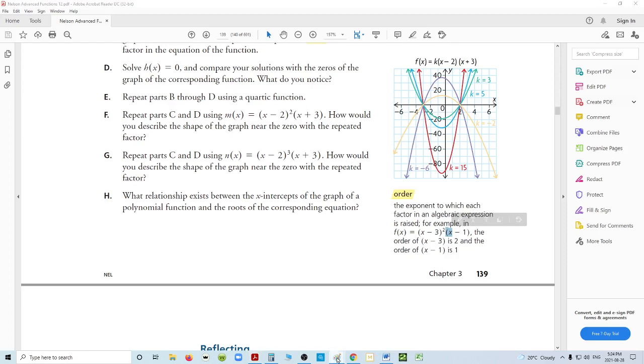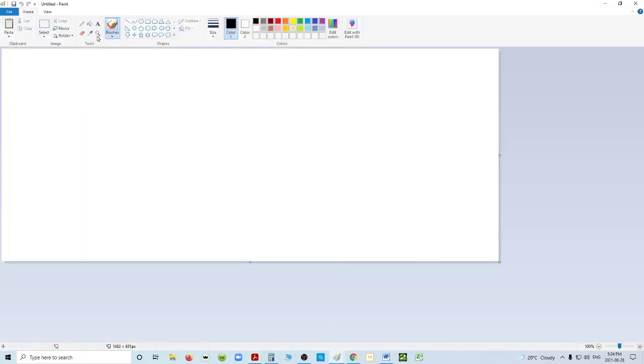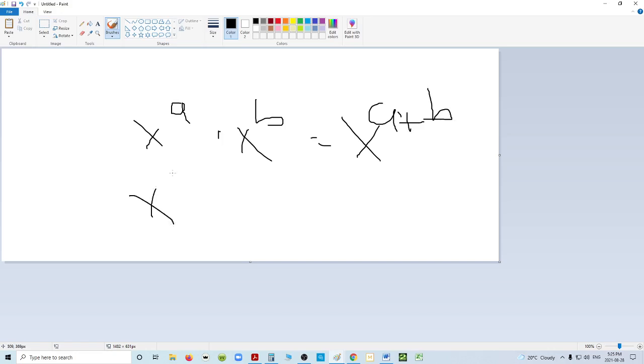So it's also important to remember your rules for exponents. When I multiply x to the power of a times x to the power of b, it's equal to x to the a plus b. So when I have an x squared and I'm multiplying by an x cubed, it's going to be x to the 5.